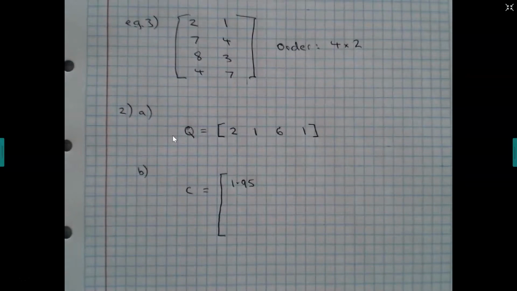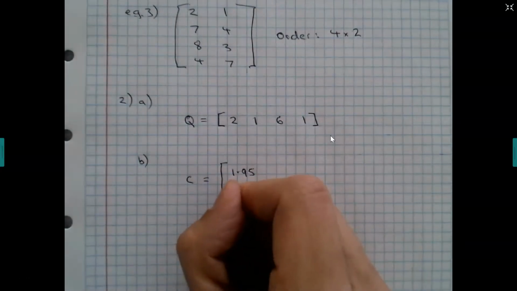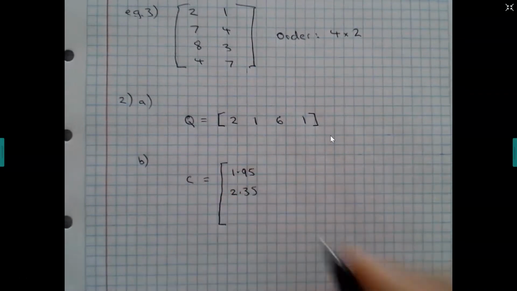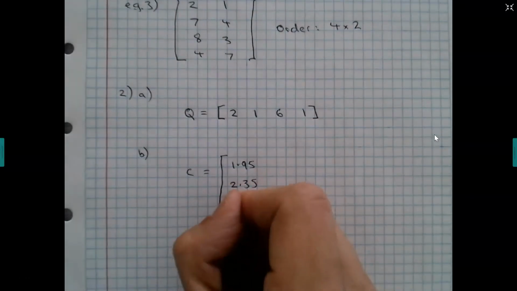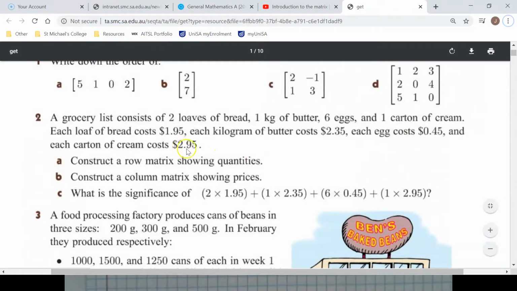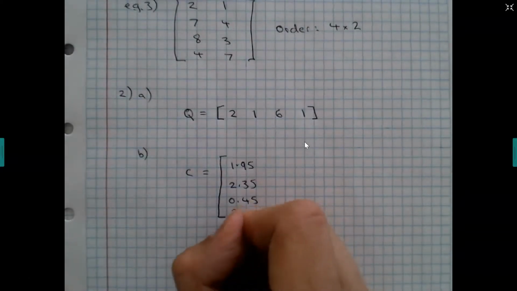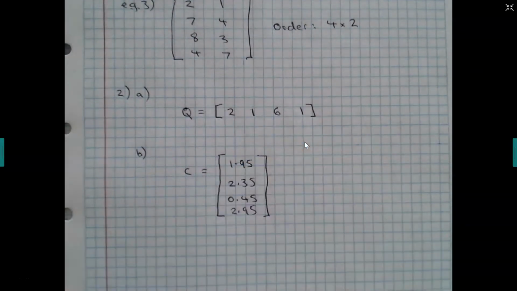Alright, it's just an easy way to input data. Then the butter costs $2.35, so that's our second input. And the egg costs 45 cents, so 0.45. And finally, the cream costs $2.95, so that will be the last input, 2.95. And that's your cost matrix.